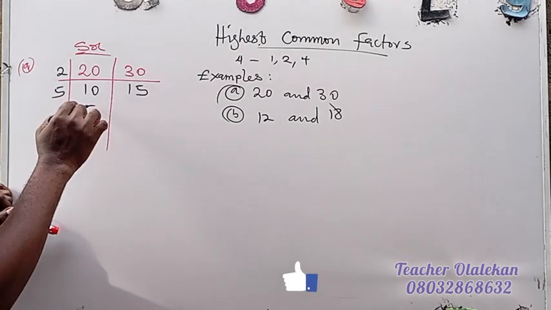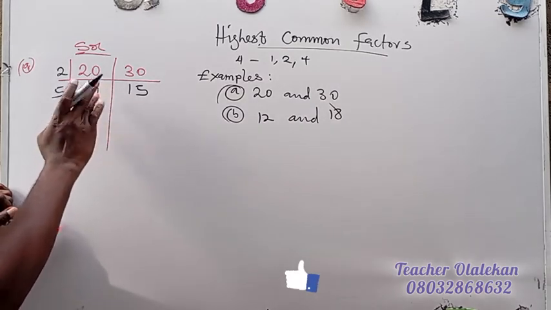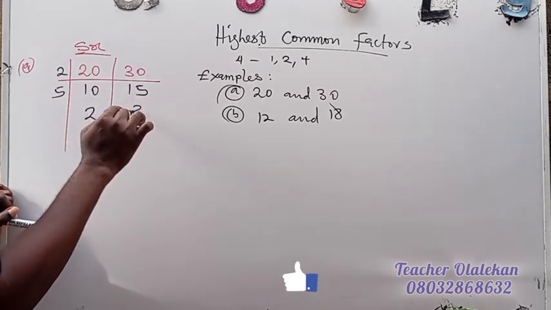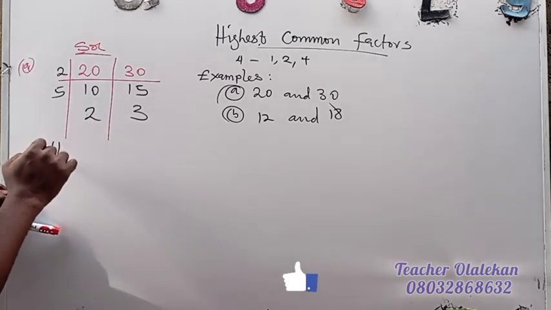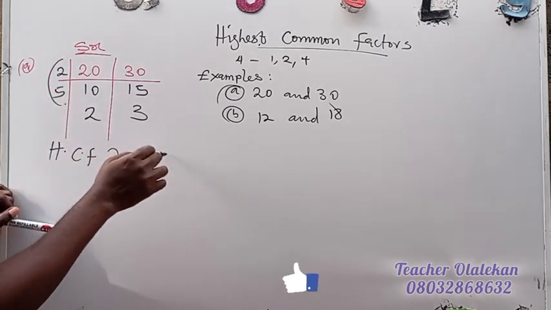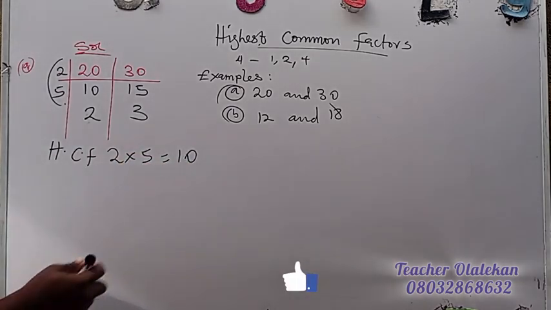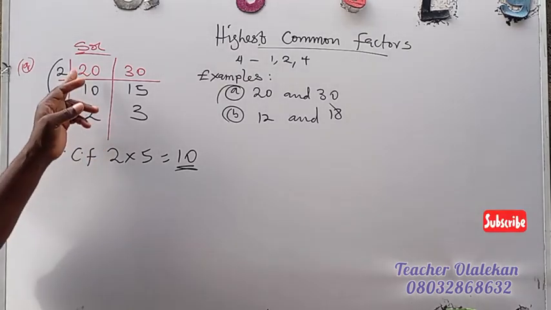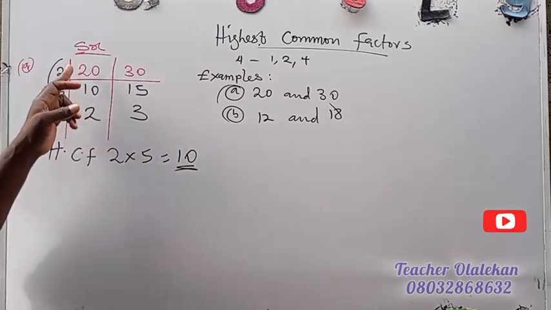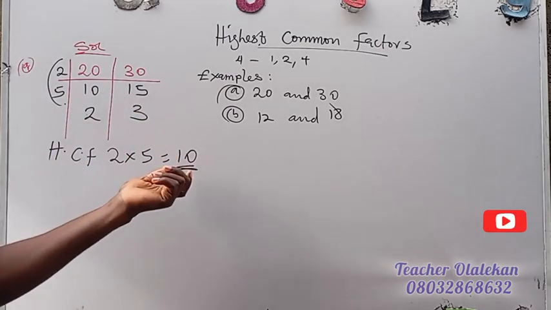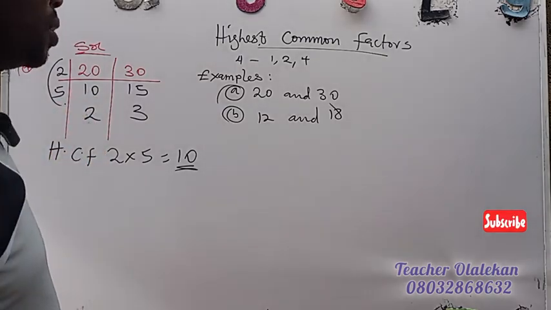5 in 10 is... no, sorry, 5 in 10 is 2. And 5 in 15 is 3. So meaning that our HCF, the highest common factor, is 2 times 5, which is 10. So the highest common factor is 10. And to know if your HCF is correct or wrong, you may try to divide your figures with your HCF. So 20 divided by 10 is 2, and 30 divided by 10 is 3. So that means it is a common factor for both of them, the highest of their common factors.